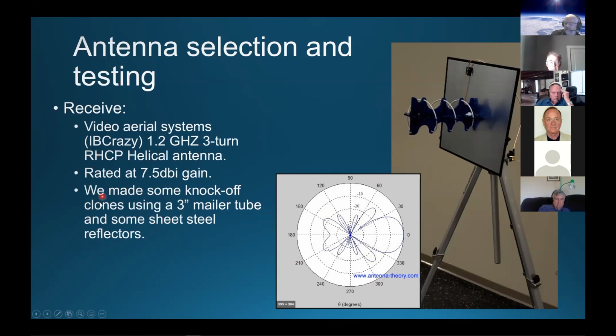And I actually made some knockoff clones of this antenna using a piece of sheet steel, a 3-inch mailer tube that I cut to length, and just wrapping a wire 3 turns around it. And we made some pretty competent, cheap knockoff antennas that way. And here is the gain pattern. It has a 60-degree beam width and decent gain there. So we decided that on the receive station, since we can aim toward the balloon, we would get 7.5 dB gain by using these on the ground.